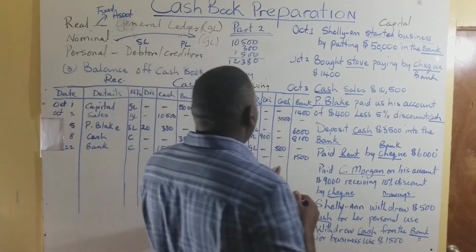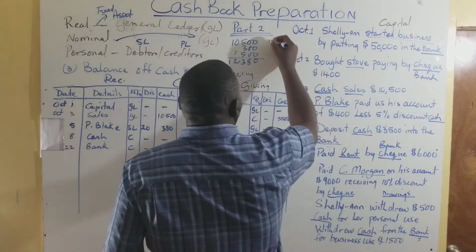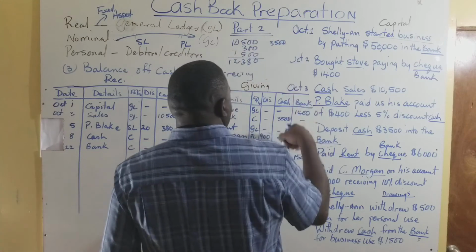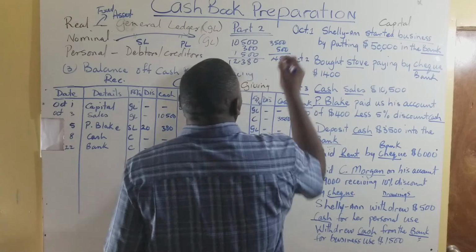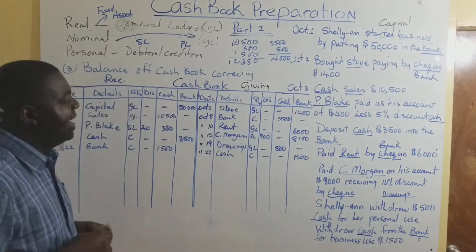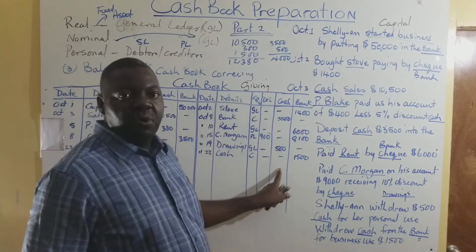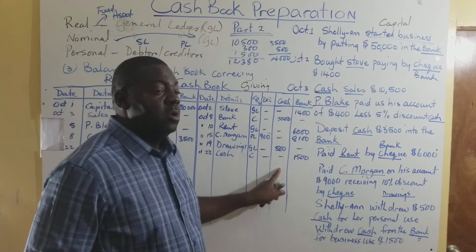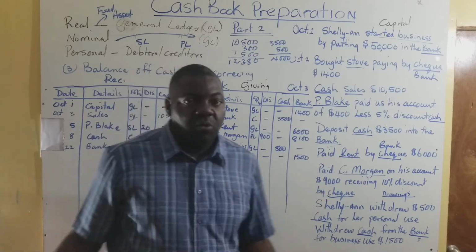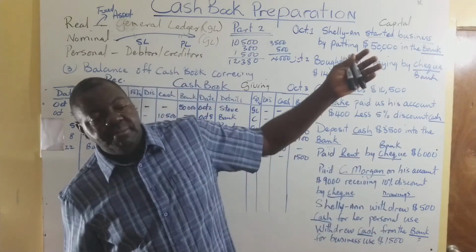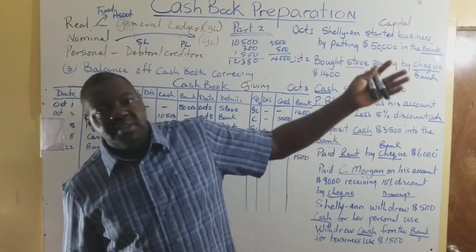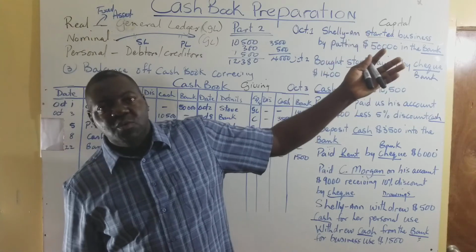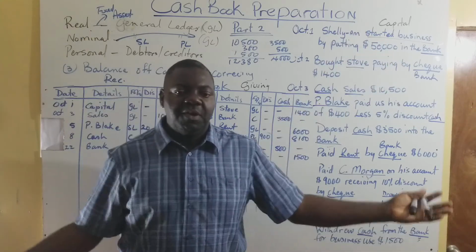Let's do the total here. It is 3,500 and then 500. The total then would have been 4,000. All right? So which side is smaller? This side is smaller for the cash column. So this is how the cash account would look. Because this side is smaller, it's lighter. So we're going to put the difference in it for it to balance.